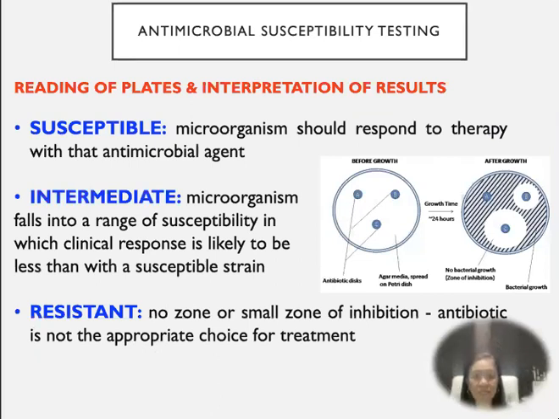So AST may result in either susceptible result, intermediate, or resistant. How will we know? Pag resistant, walang zone of inhibition. So tignan natin itong tatlo dito. Itong isa, sa letter A, wala siyang zone of inhibition. Ibig sabihin nun, walang effect ang antibiotic sa organism dahil up to the edge, may tubo siya. So that's resistant.